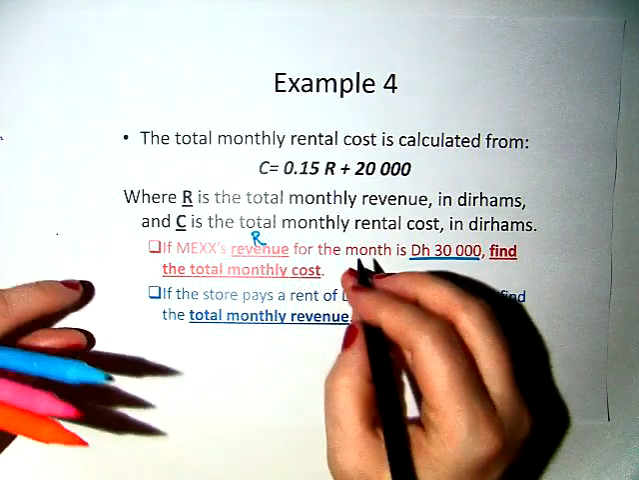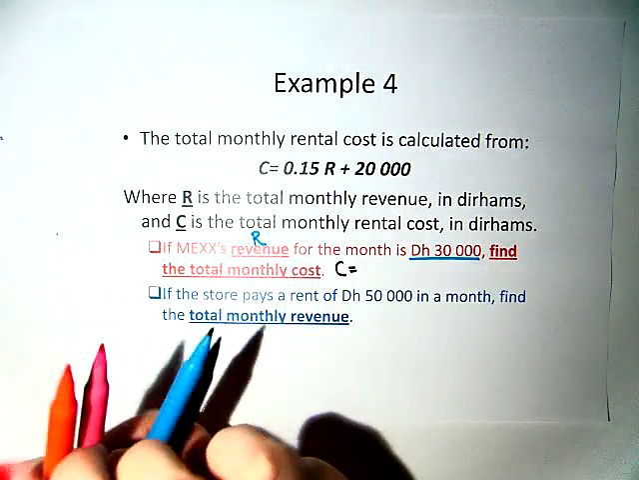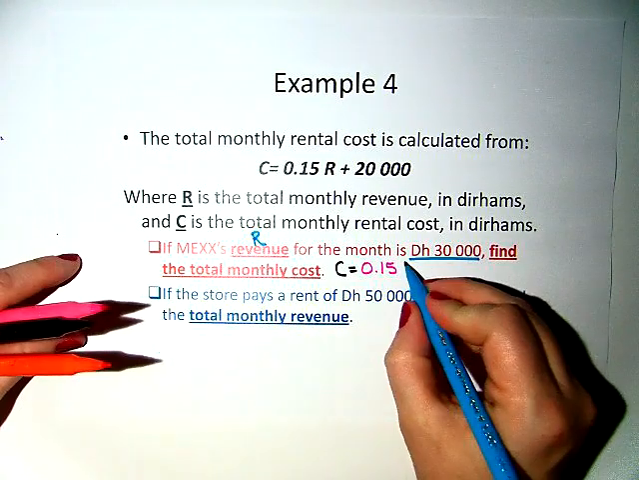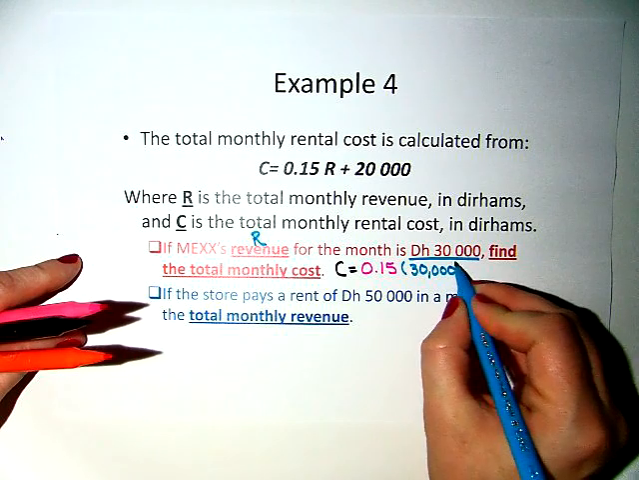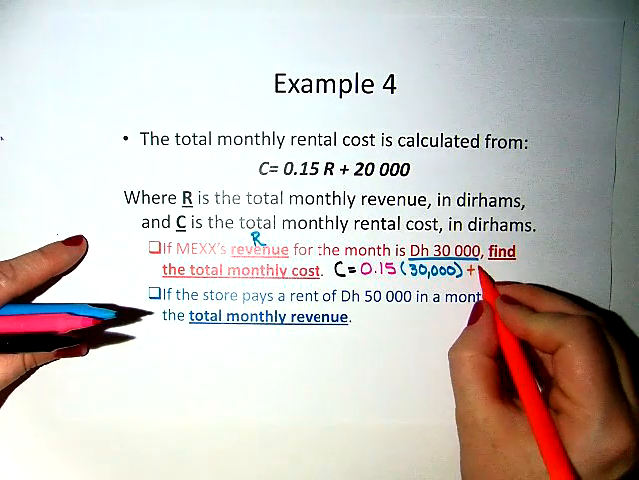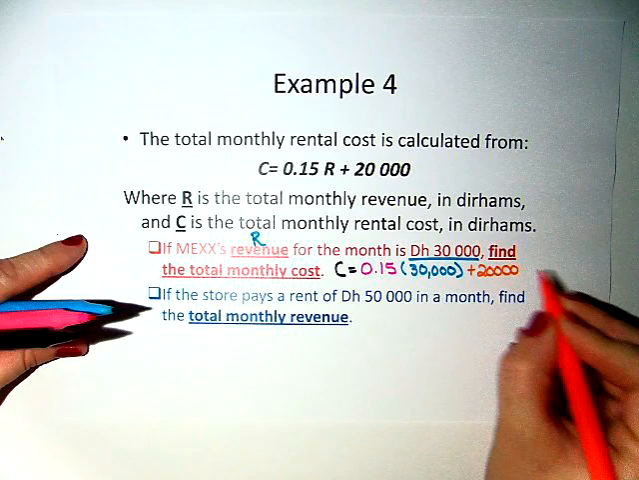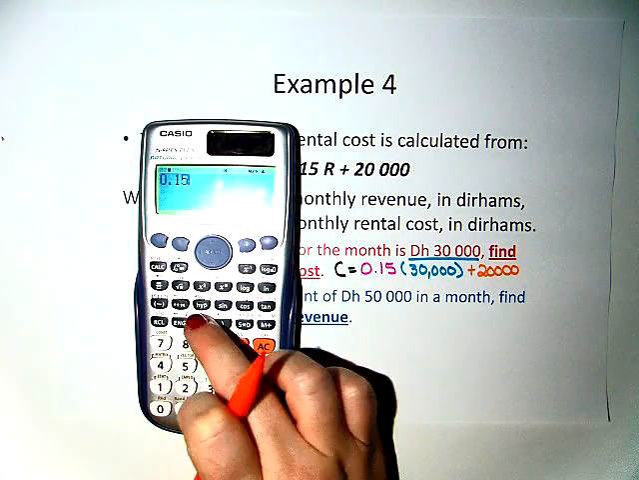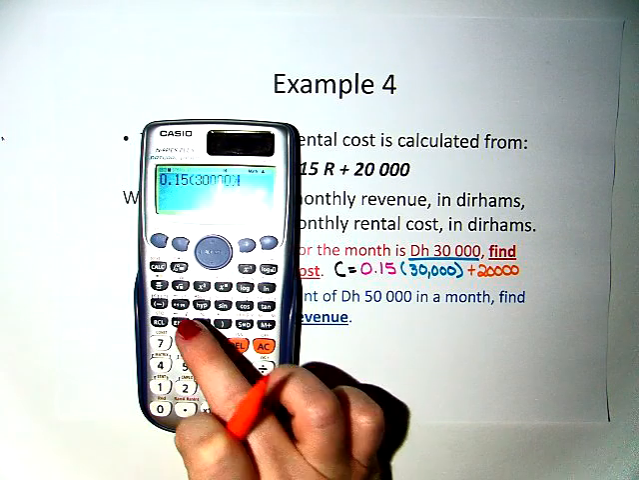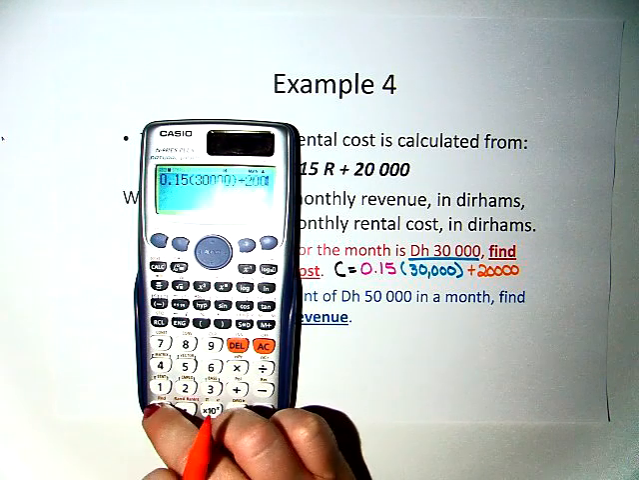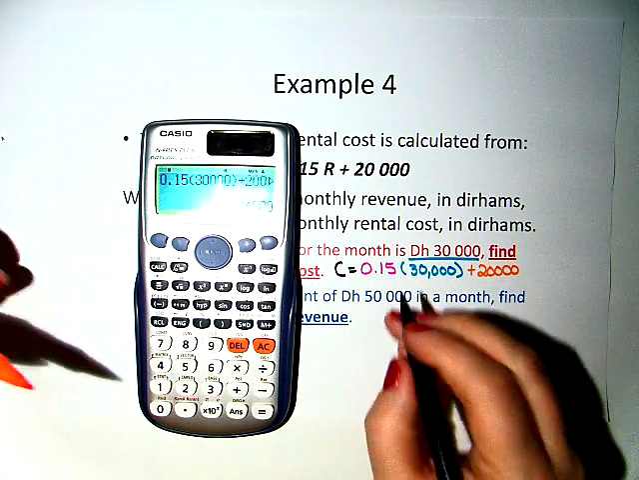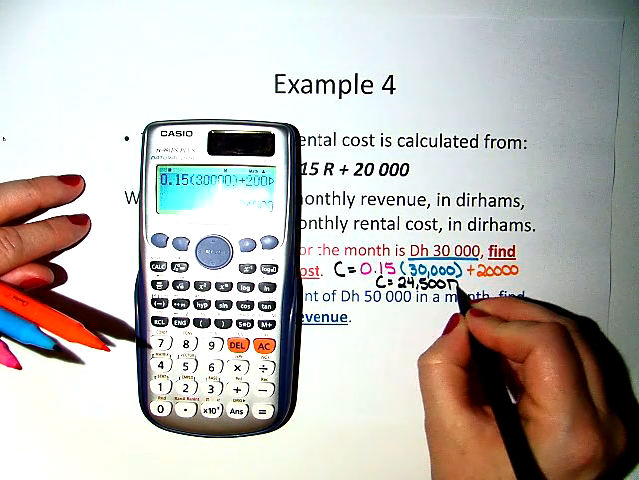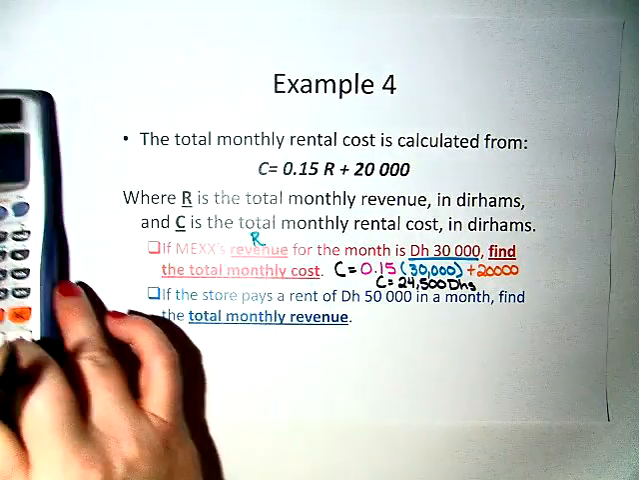Find the monthly cost. Okay, C equals 0.15 times 30,000 plus 20,000. So we take our calculator, 0.15 times 30,000 plus 20,000. And we find that C is 24,500 dirhams. Okay, let's try the next problem.